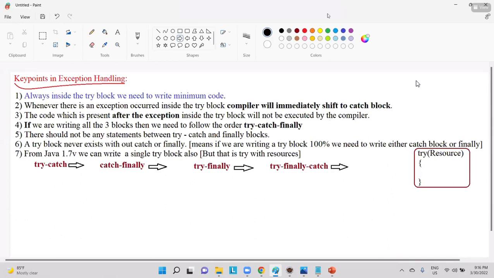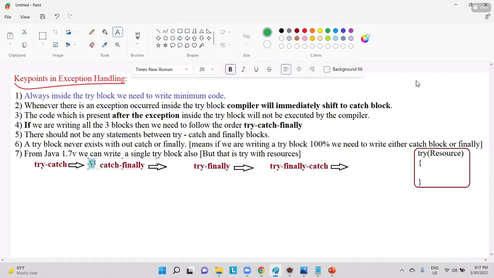Tell me, first one is valid or invalid? Can we write only a try and catch block without finally? Yes, it is valid. We can write like this. Not at all a trouble. Happily, we can write like this. Can we write catch and finally? No, that is invalid, guys. We cannot write like that.